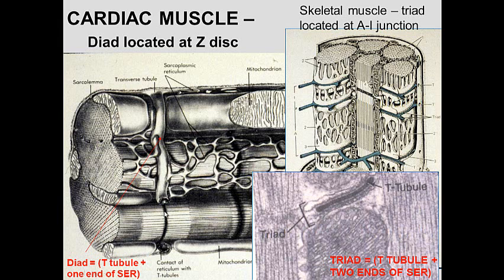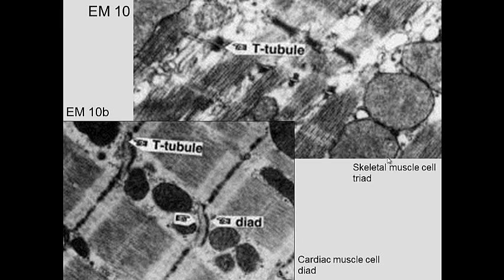Also note that in cardiac muscle the transverse tubule is on the Z disc, whereas in skeletal muscle the transverse tubule is at the AI junction. See, there is the A and this is the I, and the AI junction is where you find it. Here we can see skeletal muscle. The transverse tubule is smaller in skeletal muscle than it is in cardiac muscle. Cardiac muscle has a dyad, and skeletal muscle has a triad, three components, and you have the AI junction, versus here, where the transverse tubule is on the Z disc.